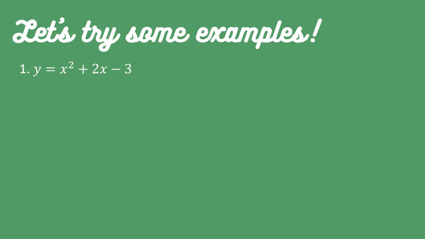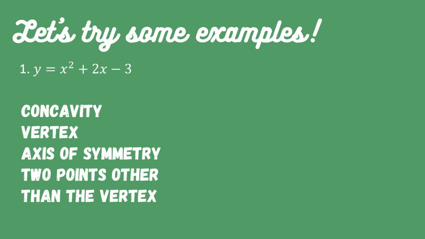So let's try some examples. So we have x squared plus 2x minus 3. Let's find the concavity, vertex, axis of symmetry, and 2 points other than the vertex. So for the concavity, we have up.